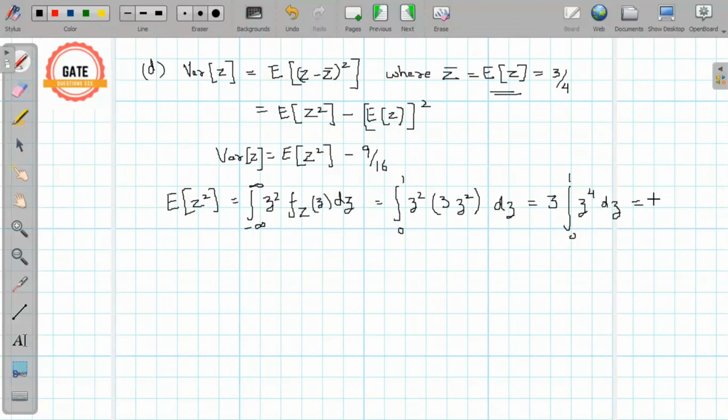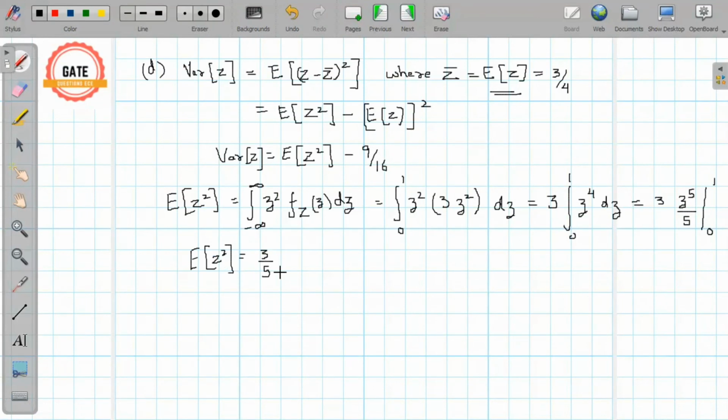So this will be equal to 3 times z raised to power 5 divided by 5, from lower limit 0 to upper limit 1. So this will be again 3 by 5 only. So the expected value of z square is 3 by 5.